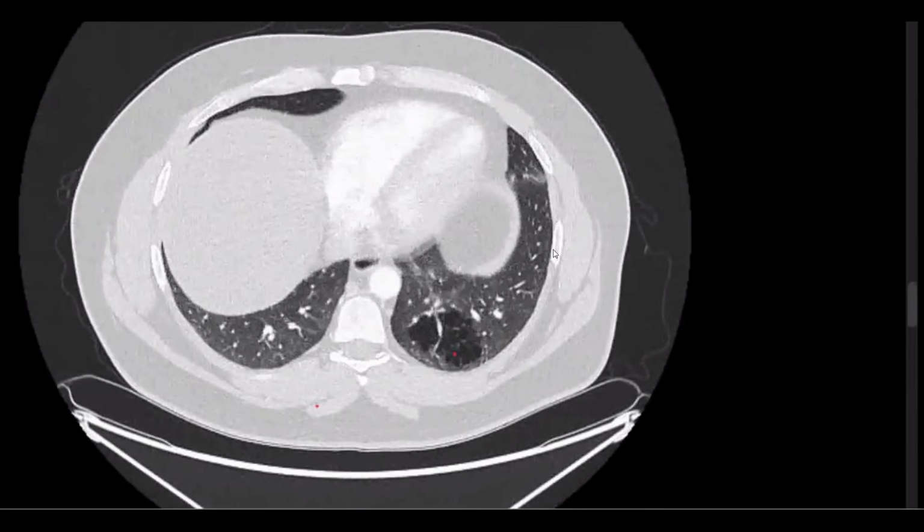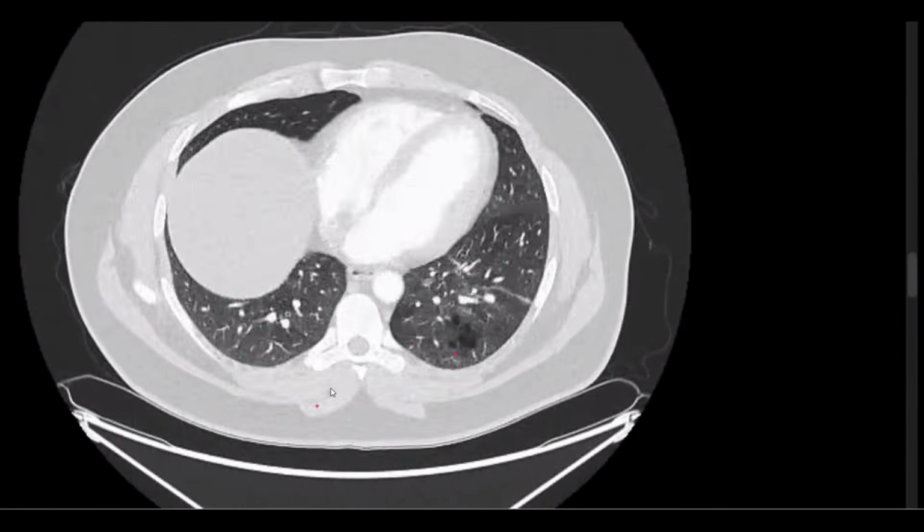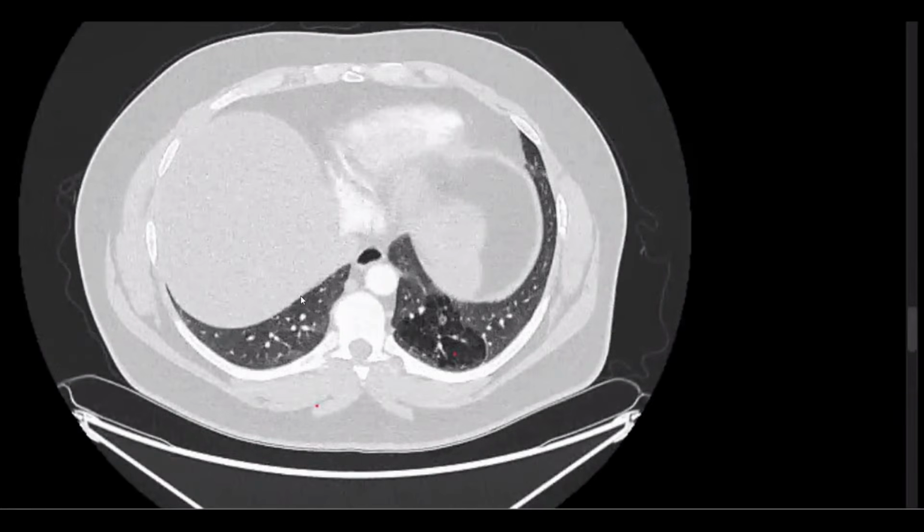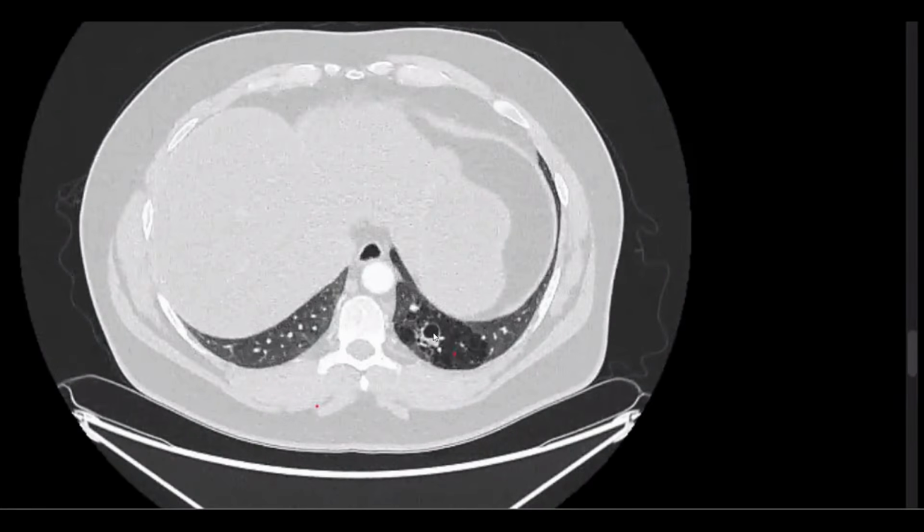It's within the pleural reflection. It doesn't have a separate pleural space. So what do you think this one is?